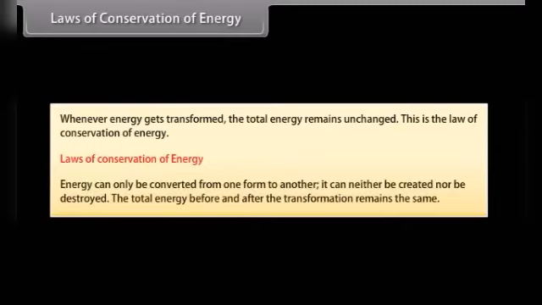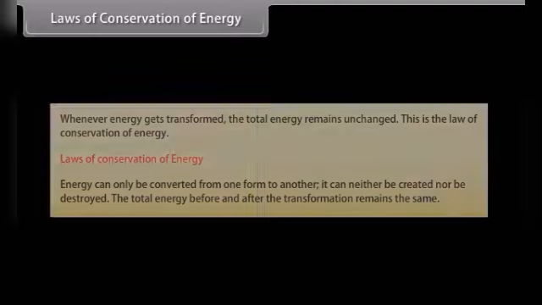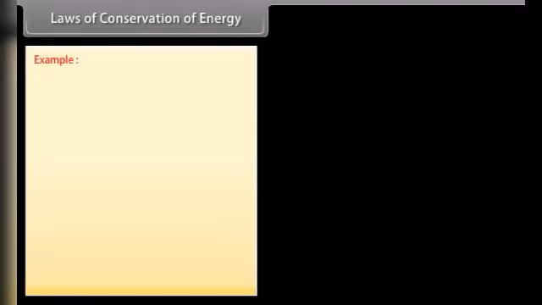Law of conservation of energy. We now know that one form of energy can be changed into another form. Whenever energy gets transformed, the total energy remains unchanged. This is the law of conservation of energy. According to this law, energy can only be converted from one form to another. It can neither be created nor be destroyed. The total energy before and after the transformation remains the same.